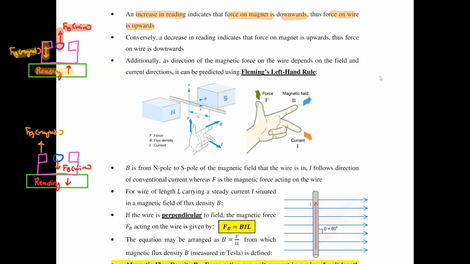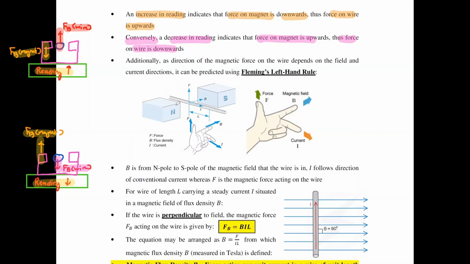And then conversely, if your reading is decreasing, that means something is actually pulling up on the magnet. The force on the magnet is upwards, and thus the force on the wire must be downwards, according to Newton's third law. If you now look at the other diagram here, your reading decreases, something must be pulling up on the magnet. The force on the magnet is actually upwards, and then according to Newton's third law, the force on the wire must be downwards. So this is how you would predict the direction of the magnetic force based on the top pan balance reading.